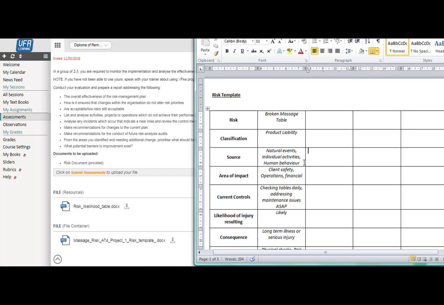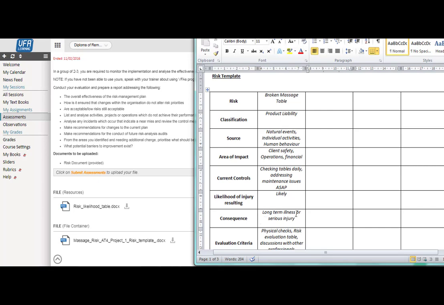Operationally, if we need to cancel massages because we don't have a table, that's one part of it. But again, if we're having to cancel massages because we don't have the table, that then becomes a financial issue as well. Our current controls, so what are we currently doing for it? We're making sure that we check the tables daily and address maintenance issues ASAP. As for the likelihood of an injury resulting, if the table is broken, it's likely that an injury could occur. Whether that comes from the shock that it causes on the person's body, or they may even fall off the table.